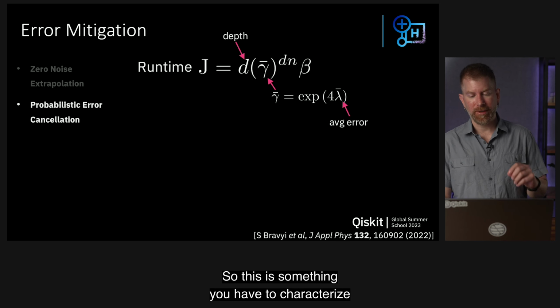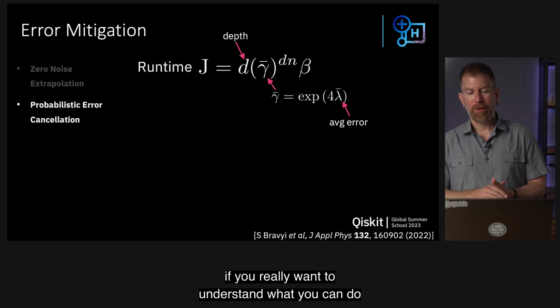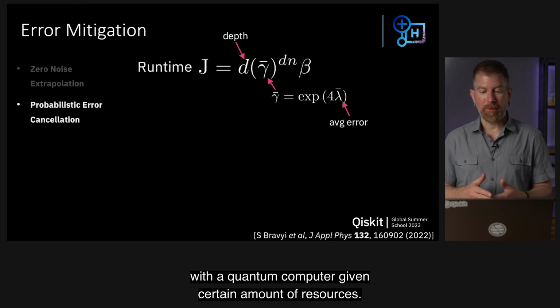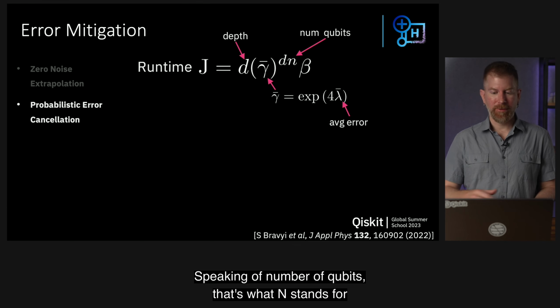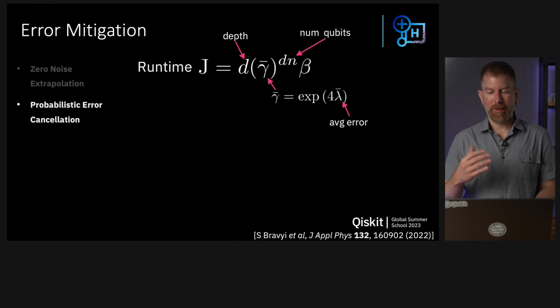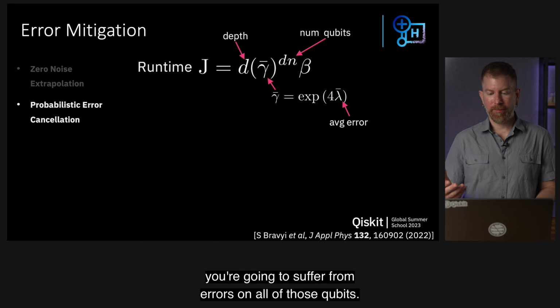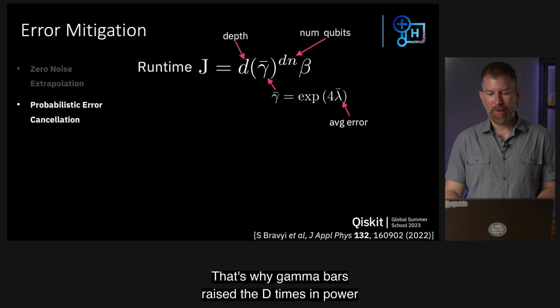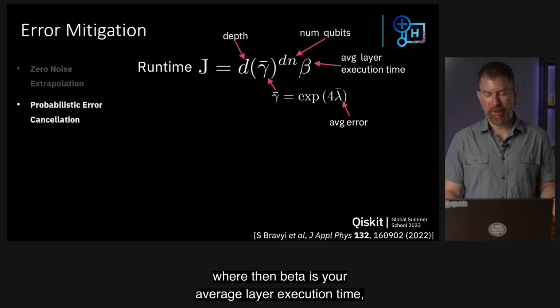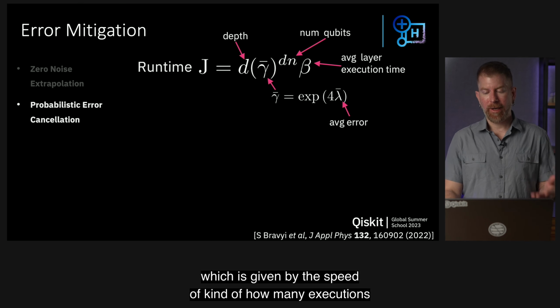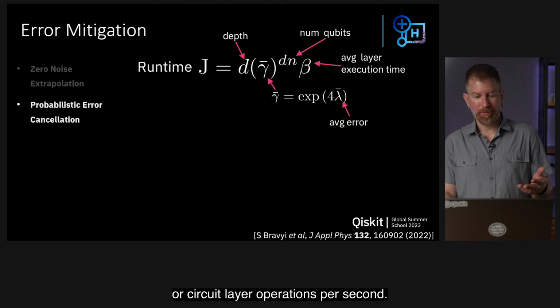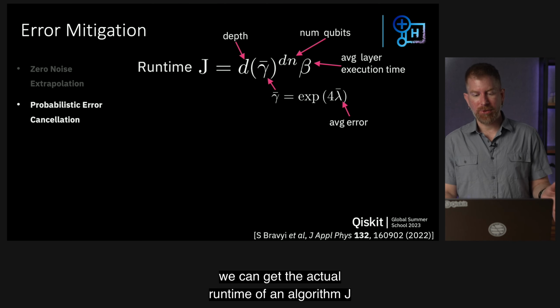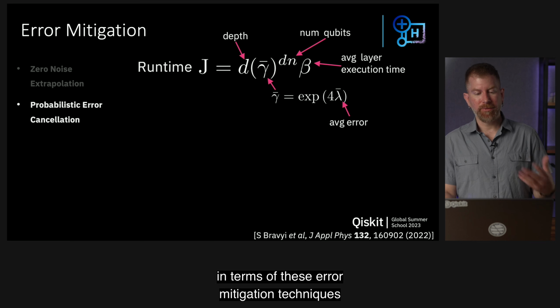So this is something you have to characterize if you really want to understand what you can do with a quantum computer given a certain amount of resources. In this case, it's the depth and error and number of qubits. Speaking of number of qubits, that's what n stands for, because you're going to suffer from errors on all of those qubits. That's why gamma bar is raised to the d times n power, where then beta is your average layer execution time, which is given by how many executions you can do per second. This is characterized by a metric called CLOPS, or circuit layer operations per second. If we multiply this all together, we can get the actual runtime of an algorithm J in terms of these error mitigation techniques.